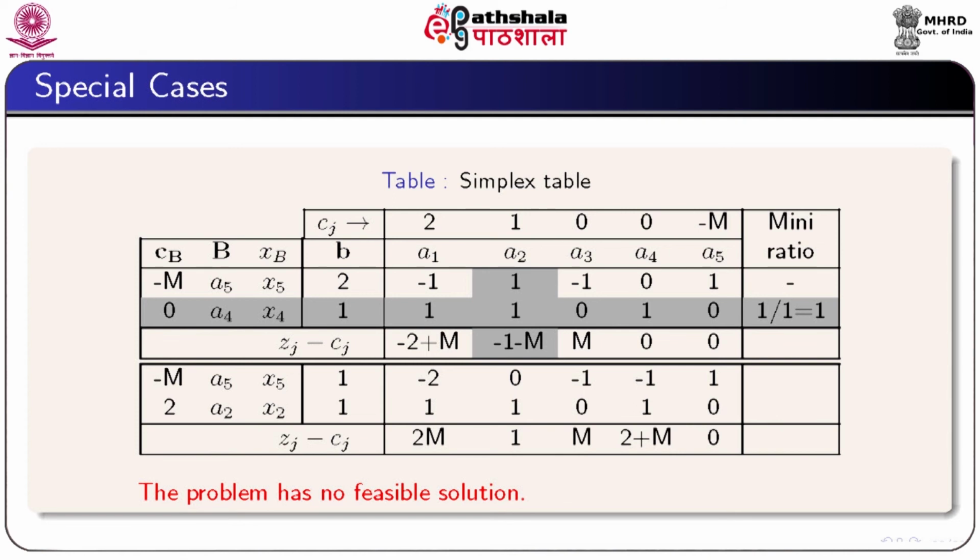While in the second iteration a5 and a2 form the basis, and we see that zj minus cj is greater than or equal to 0 for all j. That means the optimality condition has been satisfied, but the artificial variable x5 appears in the basis at the positive level and it takes the value 1. Since the artificial variable appears in the basis at positive level, this problem has no feasible solution.